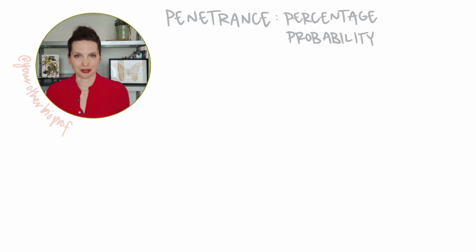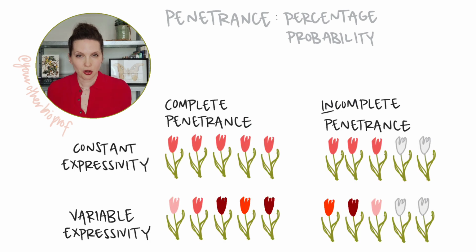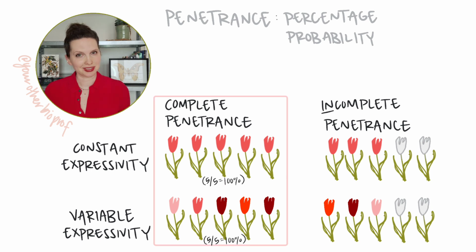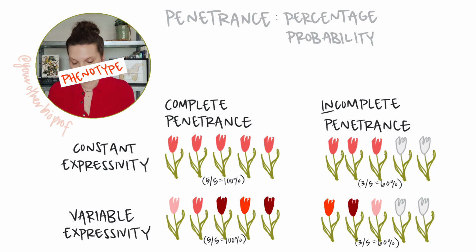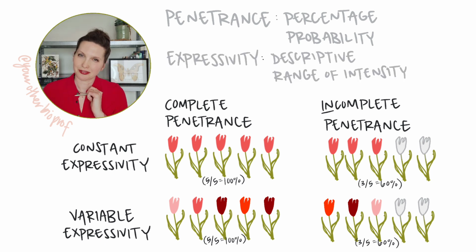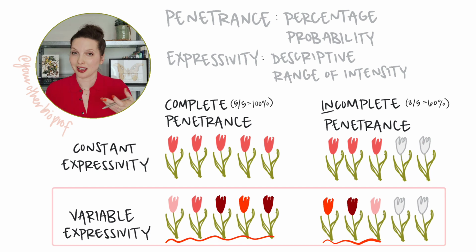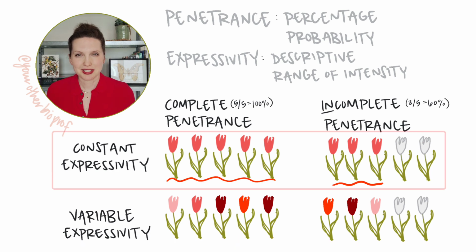To sum up these often mixed up terms, when you think penetrance, think the other P words, percentage and probability. Penetrance is measurable. What percentage of individuals with a particular genotype show the expected phenotype? 100%, complete penetrance. Less, incomplete penetrance. And penetrance tells you the probability that an individual will express a particular genotype. And with expressivity, that's more descriptive. So do you see a range or varying intensity of phenotypes? Or does everyone with a certain genotype pretty much express the phenotype in the same way, constant expressivity?